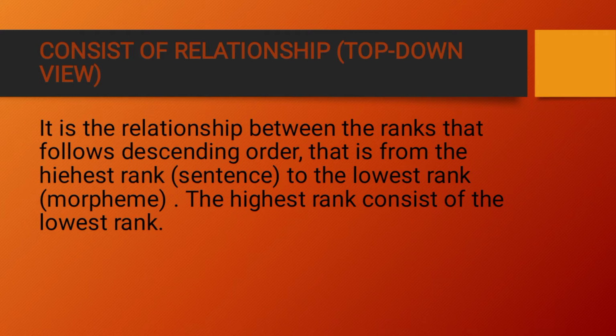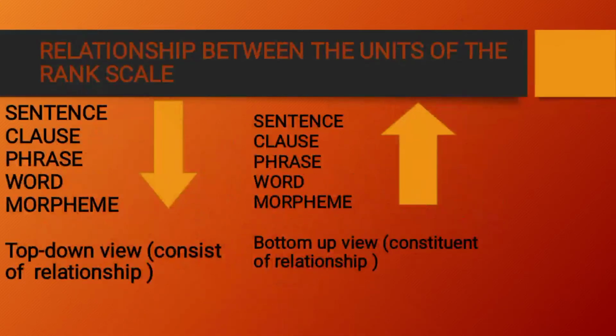Now, what this means is that the sentence, like the highest rank, consists of the lowest rank. So, let's say a sentence. In a sentence it consists of clauses, and clauses consist of phrases. It follows that order. Now, when you look at the left hand side, that one is the top down: sentence, clause, phrase, and morpheme. Now the right side indicates the bottom up view: morpheme, word, phrase, clause, and sentence.